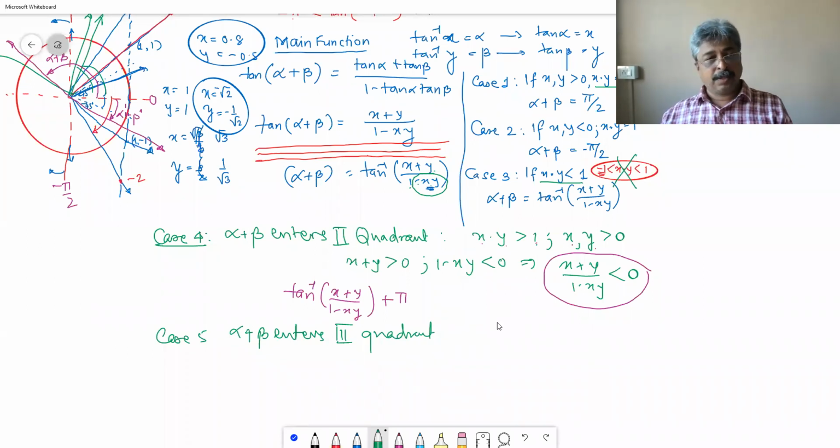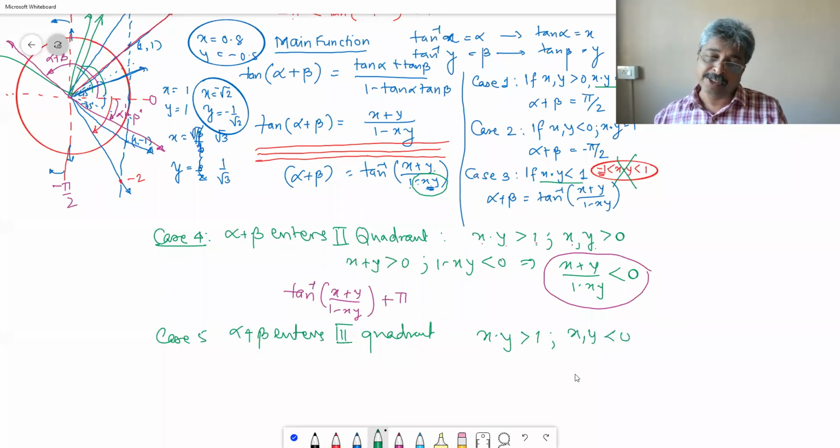That means again x into y is greater than 1 and they enter into third quadrant. That means both the angles must be negative. I mean tan inverse x and tan inverse y, both of them must be negative angles, and hence x and y are also supposed to be negative. Therefore x comma y is less than 0.